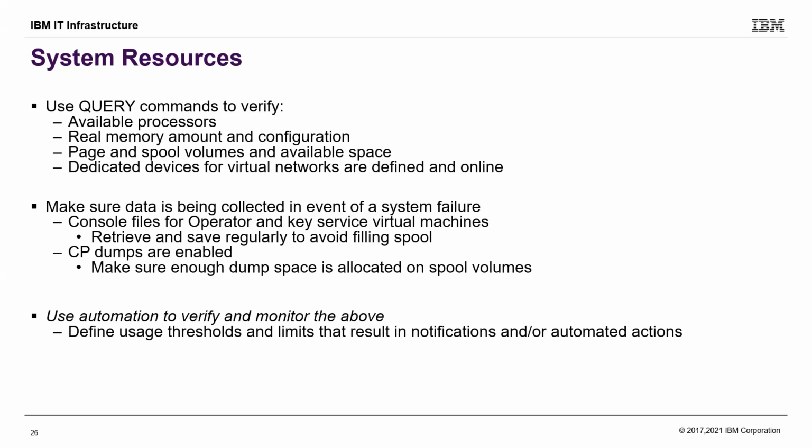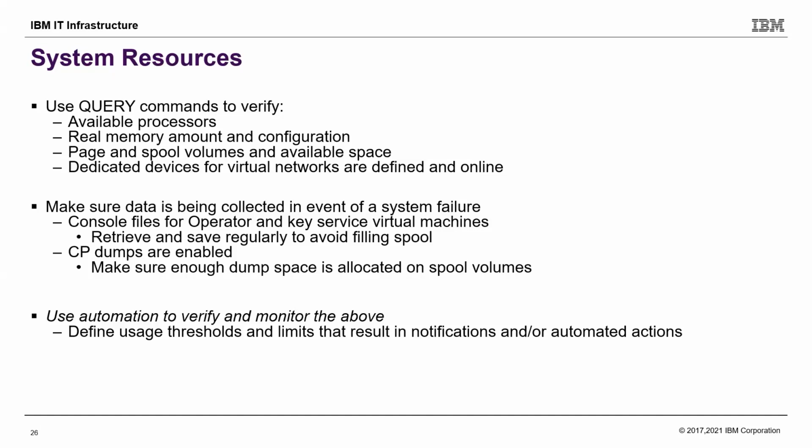That makes it easier, if a problem occurred at a certain time, to go back and look in that particular time frame for the data. You want to make sure your CP dumps are enabled, and that you have enough space allocated for that on your spool volumes. There's documentation of how to calculate the amount of dump space you need in the CP planning and admin manual. Again, you can use automation to just issue these queries and check these things, but also with something like Operations Manager, you can define thresholds.